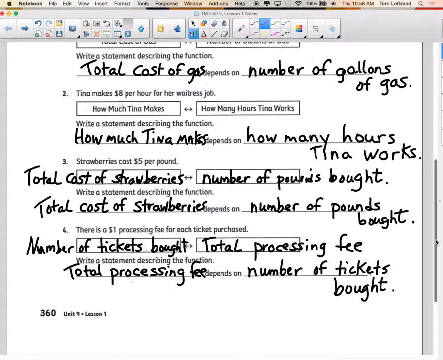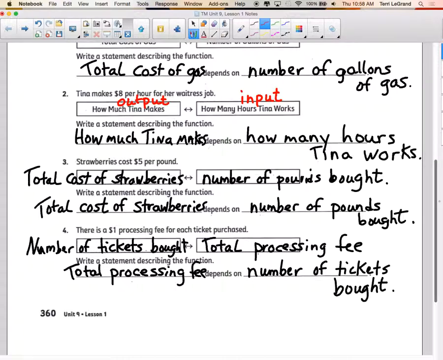How much Tina makes depends on, is the result of, how many hours Tina works. What's the input? How many hours Tina works. This is the input. And how much she's going to make total is the output. We would take how many hours she works, take it times the $8, and we would have how many dollars she would make altogether. Okay, let's do one more.